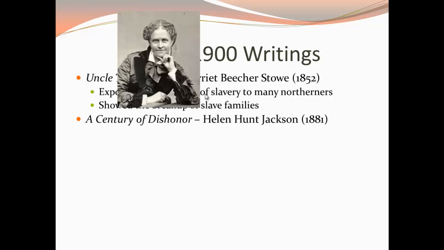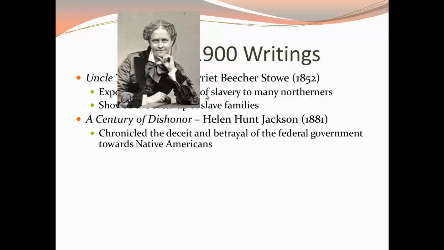1881, we have another important book that APUSH loves for you guys to know. It is called A Century of Dishonor by Helen Hunt Jackson. Here she is. And basically, she looked at the past 100 years or so of the U.S. government and their relationships with Native Americans. And she said that the federal government constantly betrayed the Native Americans, whether it's from violating treaties, forcing them to move, wars with them, battles, you name it.